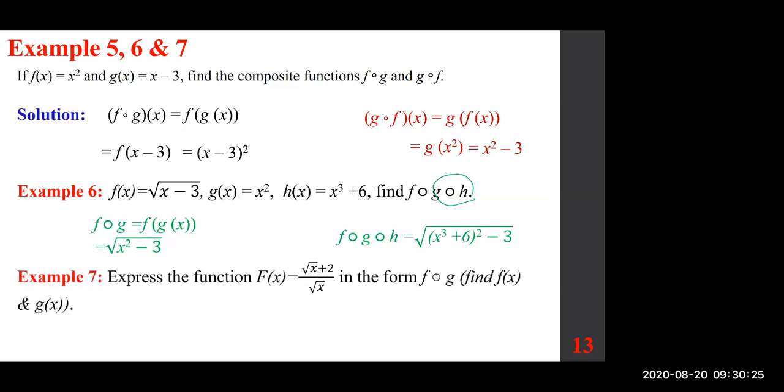Now, when it comes to finding f and g where f o g is given, it may not be a unique answer, but it is only done by inspection, class. I can't emphasize this enough. So we want to find two functions. We want to find f of x and g of x such that their composite function becomes square root of x plus 2 over square root of x. Now, it's not unique, but some are easier than the other, okay?